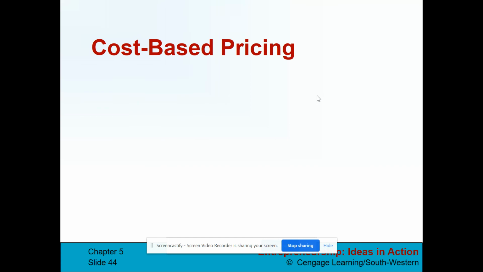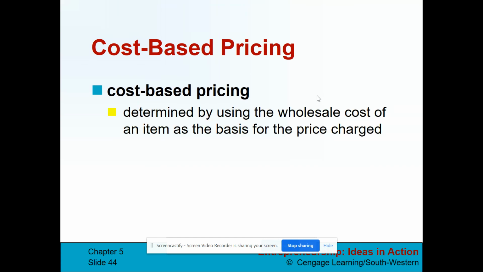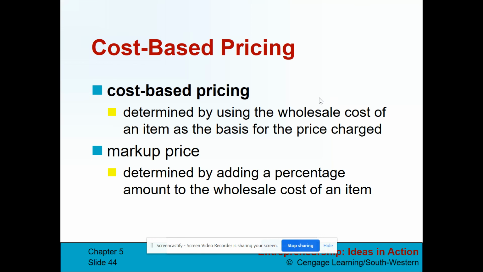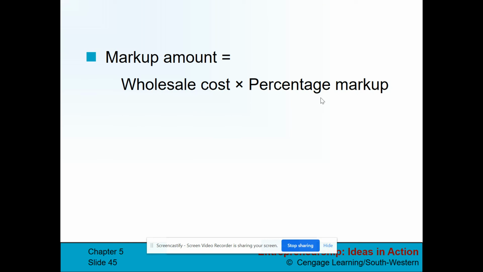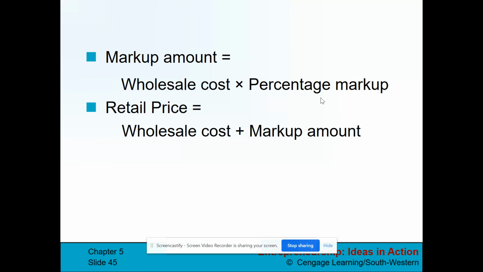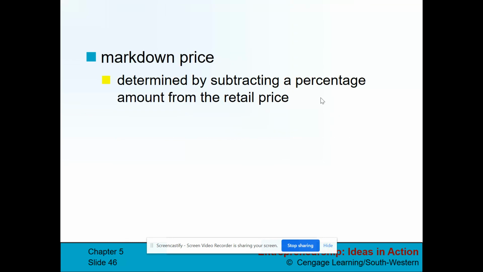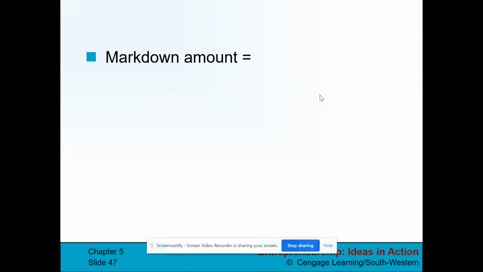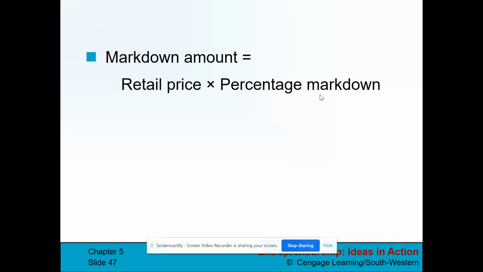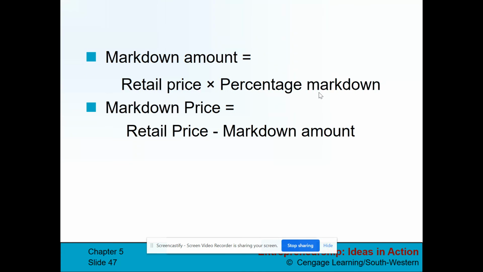What's cost-based pricing? Cost-based pricing is determined by using the wholesale cost of an item as the basis for the price charged. So you have a markup price, which is determined by adding a percentage amount to the wholesale cost of an item. Markup amount, wholesale cost times percentage markup. The retail price is the wholesale cost plus the markup amount. The markdown price is determined by subtracting a percentage amount from the retail price. And the markdown amount is the retail price times the percentage markdown. The markdown price is the retail price minus the markdown amount.